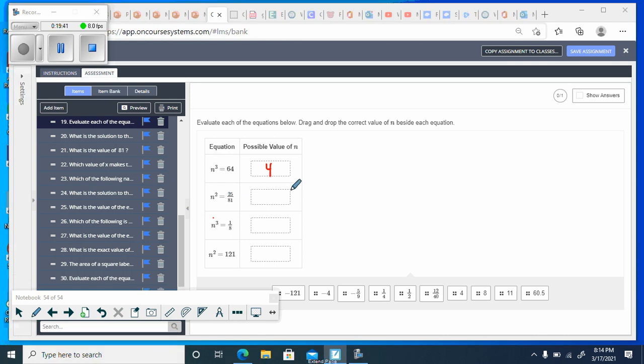N squared is equal to 25 over 81. So we're looking for the square root of 25 over 81. That's the square root of 25 over the square root of 81, which is 5 over 9. Or it could be, let's see, what options do you have? Negative 5 over 9. Either one would work, okay?